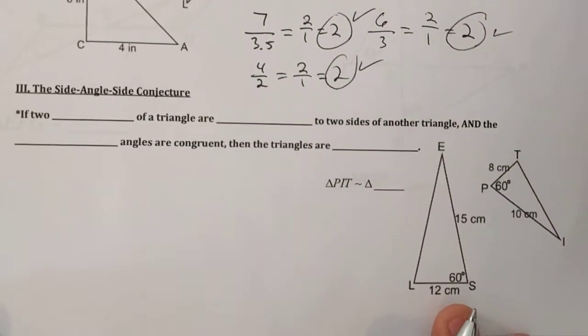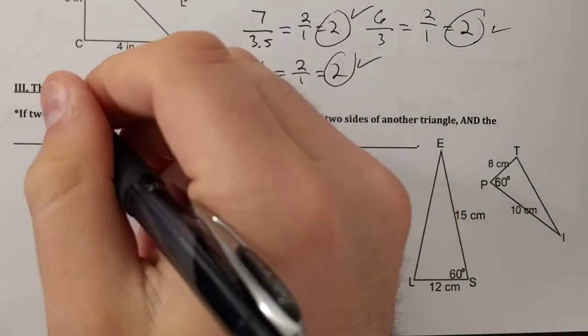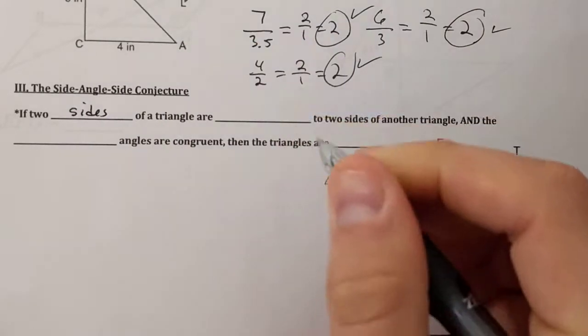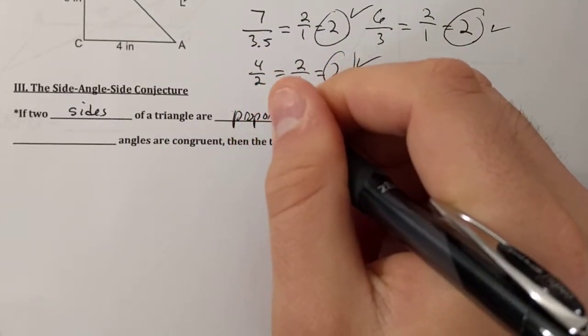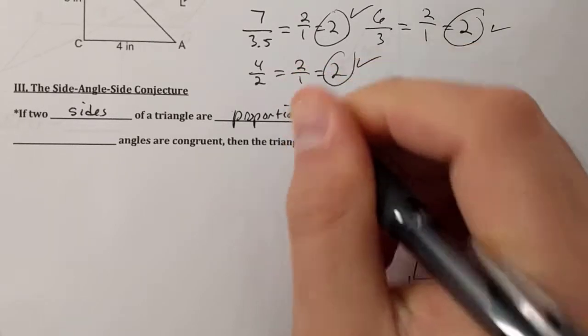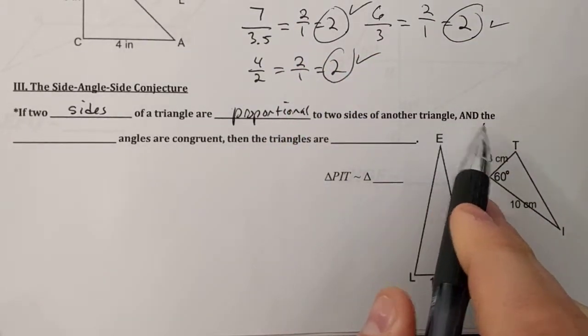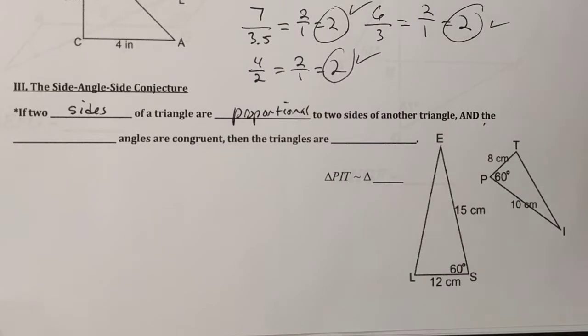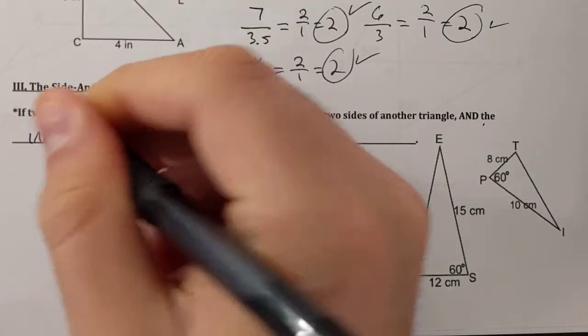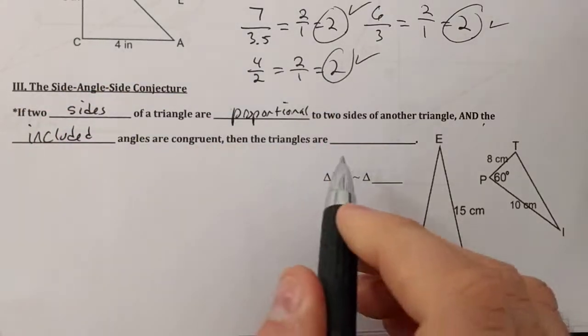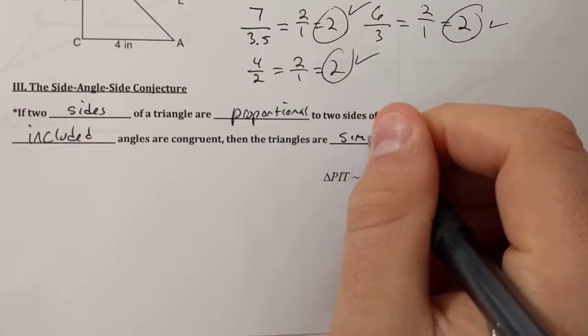Lastly, the side angle side conjecture. If two sides of a triangle are proportional to two sides of another triangle and the included angles are congruent, then the triangles are similar.